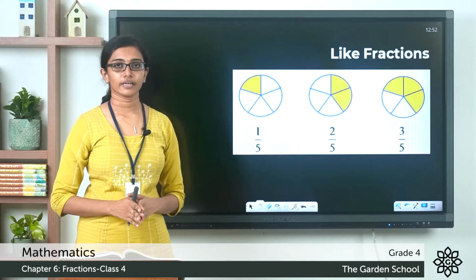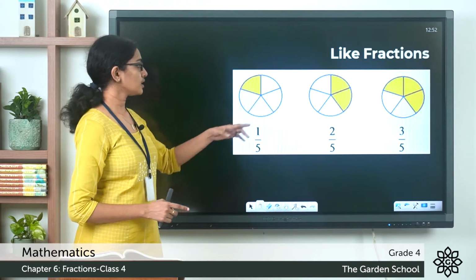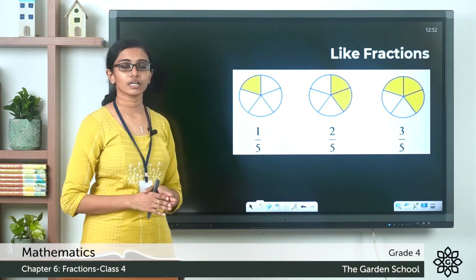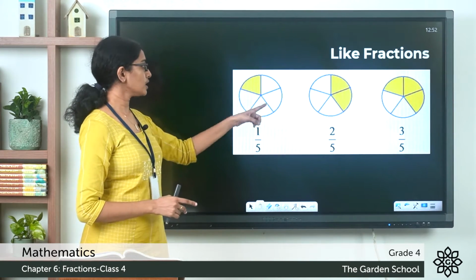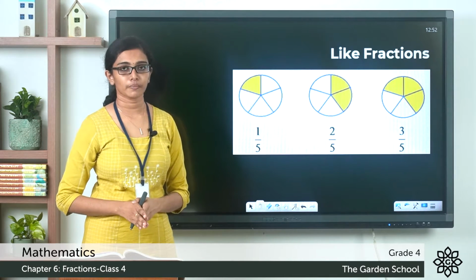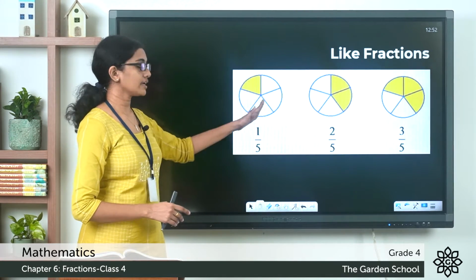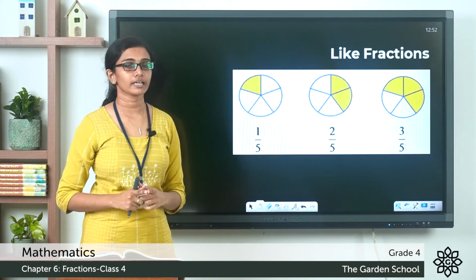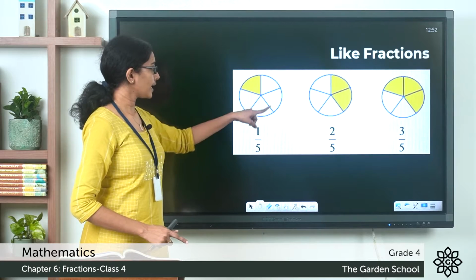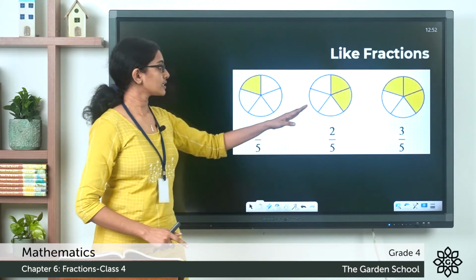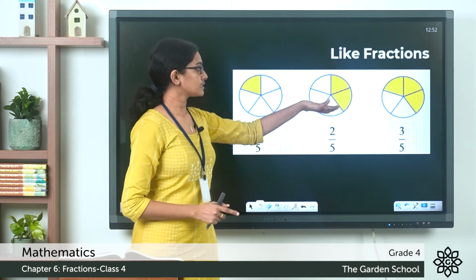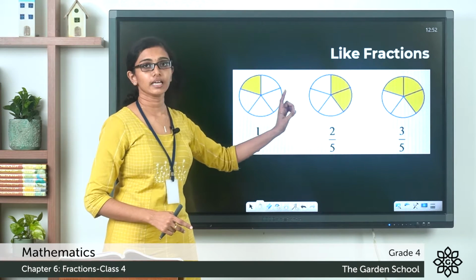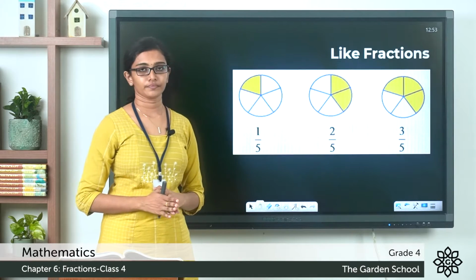Look at the picture given here. In the first picture, you see how many colored parts? There is one colored part and you have a total of 5 equal parts. So out of these 5 equal parts, one part is colored. So the fraction of the colored part is equal to 1 by 5. Now in the second case, 2 parts are colored. So what is the fraction of the colored part? In this case, it is 2 by 5.